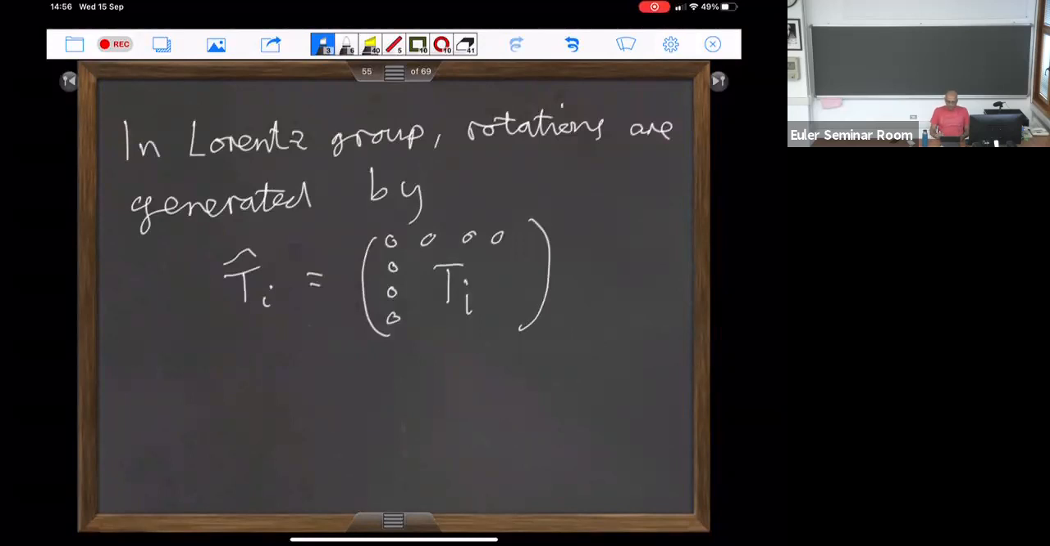And remember, now I'm going back to the Lorentz group. We were thinking of the 3x3 rotations as part of the Lorentz group. And we also know that the Lorentz transformations that we're interested in are given by 4x4 matrices. And the Lorentz group as well is a Lie group. So it's also generated by the Lie algebra of the Lorentz group. And if I extend the T's to a 4x4 matrix by just adding zeros, then we get these T hat i's, which are given by these 4x4 matrices here.